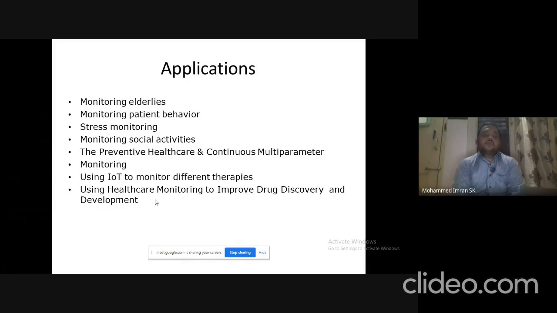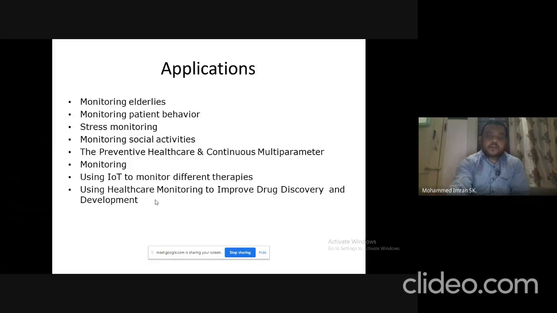Next are different applications of IoT, Internet of Things. It helps in monitoring and analyzing the patient's behavior, how the patient is behaving in that situation. Then stress monitoring levels: based on the emotions, IoT sensors will be capturing the emotions of the patient. Then monitoring the social activities. Next, preventive healthcare and continuous multi-parameter monitoring, monitoring the situation of the patient. Next, using IoT to monitor different therapies, and using healthcare monitoring to improve drug discovery and development.